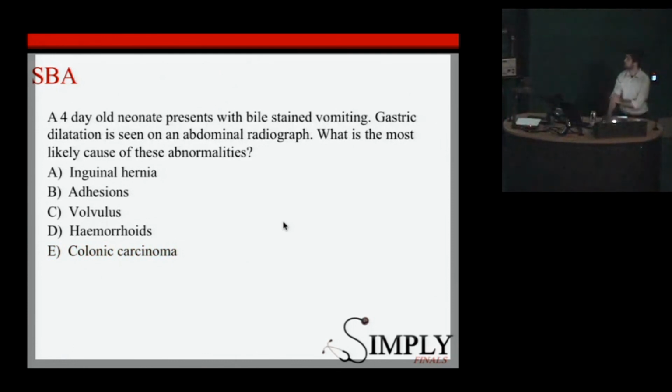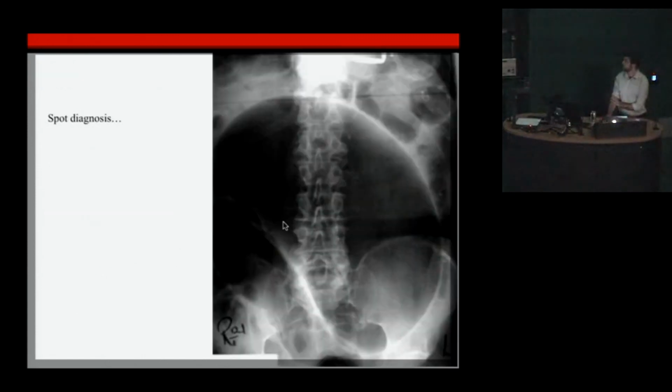So a neonate comes in with gastric dilatation on an X-ray. Most likely cause? So volvulus. Good. And that is volvulus. It's apparently meant to be a coffee bean sign, which I think you can see in this one. Often you can't. You see here, it's like a Costa coffee bean.